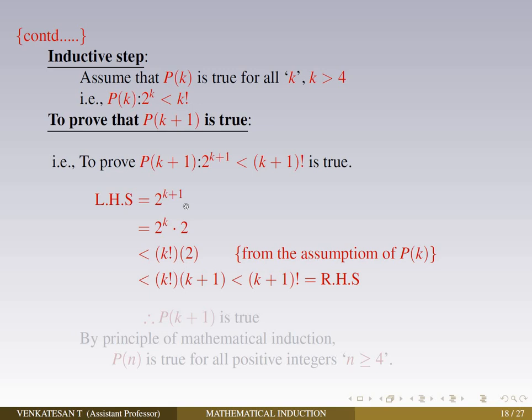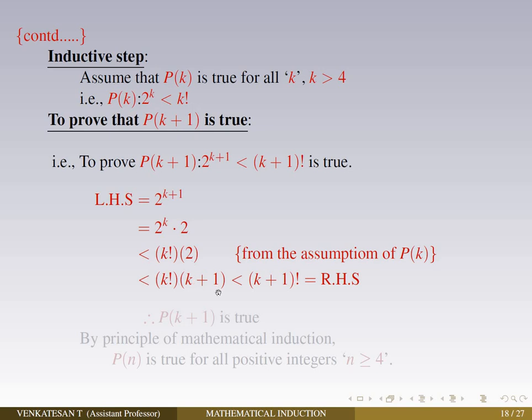We know that a power b plus c is equal to a power b into a power c. In the same manner, 2 power k plus 1 will be rewritten as 2 power k into 2. I know that 2 power k is less than k factorial in the inductive hypothesis. So we can replace 2 power k with k factorial using a less than or equal to inequality. So it is less than k factorial into 2, and from the assumption, this 2 is replaced with k plus 1.